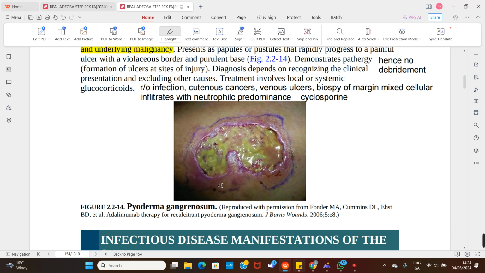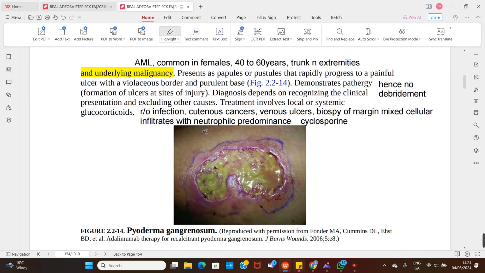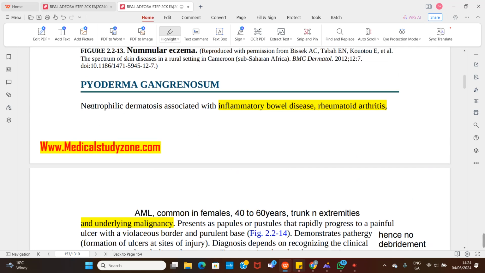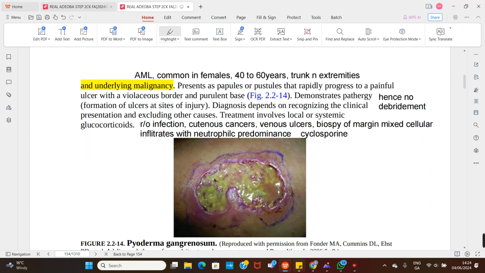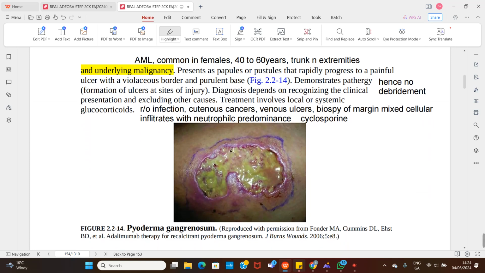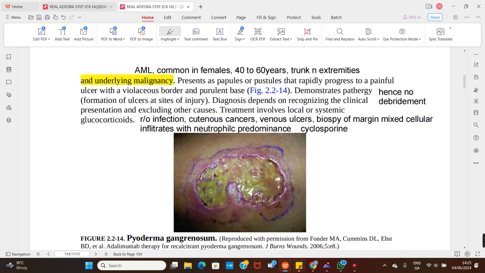And what you are going to be looking out for is mixed cellular infiltrates. But those cellular infiltrates are going to have a neutrophilic predominance. This is a neutrophilic problem. It is the neutrophils that are much more involved. So, just like we have here a neutrophilic dermatosis. So, that's one point we must take home as well. When you do your biopsy, you're going to see mixed cellular infiltrate with predominance of neutrophils, right? You biopsy the margin. Please don't biopsy inside the ulcer. Biopsy the margin. So that's that about pyoderma gangrenosum.